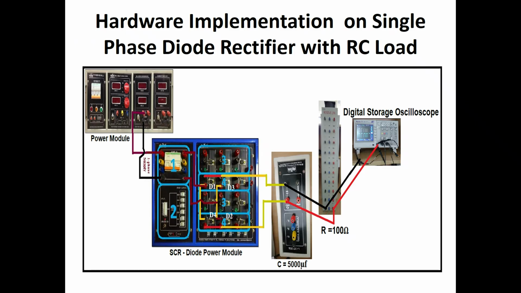Now hardware implementation on single phase diode rectifier with RC load. For this we require a power module. Second, SCR diode power module. Third is capacitance, the C value is 5000 microfarad. Resistor load, the resistance value is 100 ohms. Now we want to see the output voltages, using a digital storage oscilloscope.